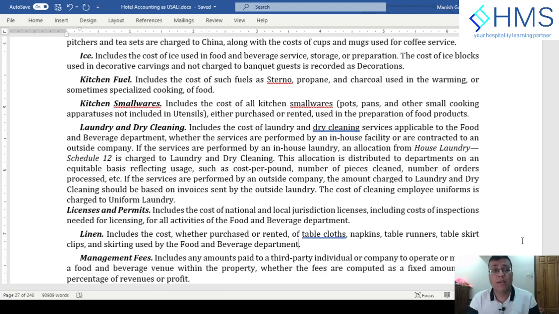That's the linens. In the next video, we are going to be discussing the other line items of the expenses.